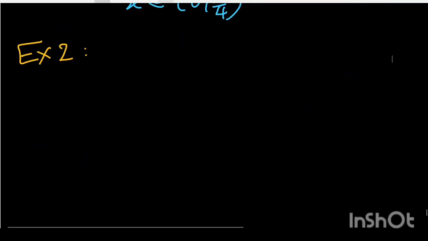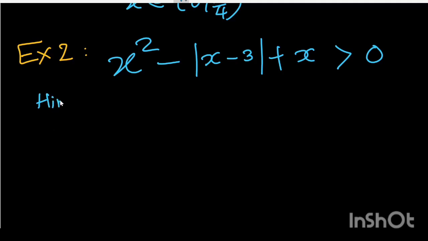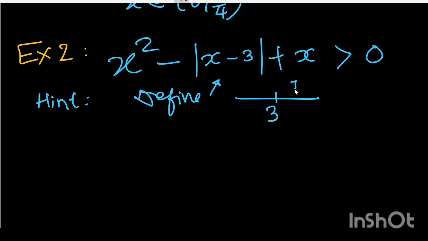Let's take another example, guys. Let's find x satisfying x square minus mod x minus 3 plus x greater than 0. So again, in this question also, as you can observe, it doesn't fall into any of these. So the hint would be as usual: define this mod x minus 3, and then take two cases, solve for the two cases, and then take the union of the two cases.